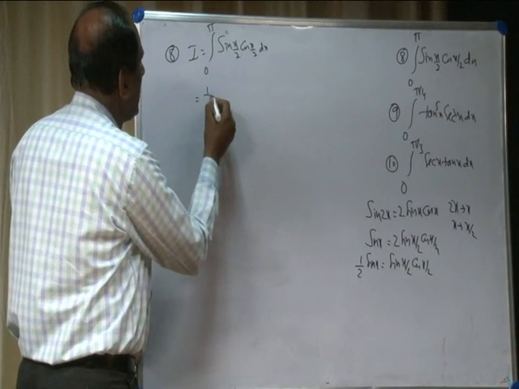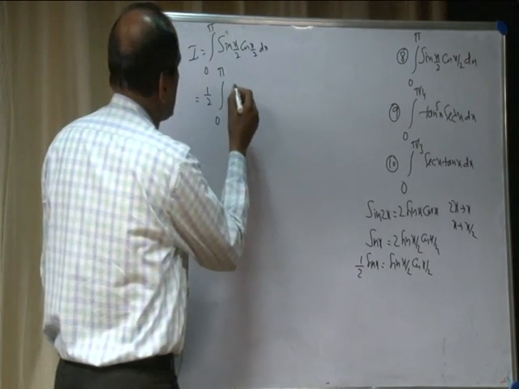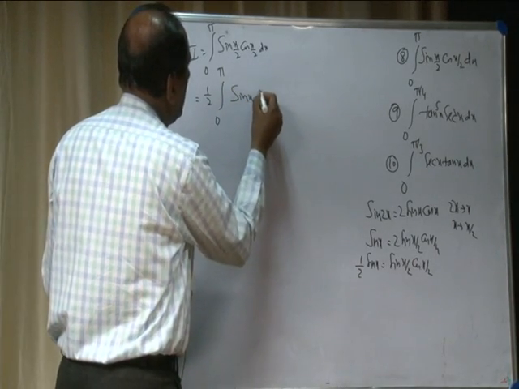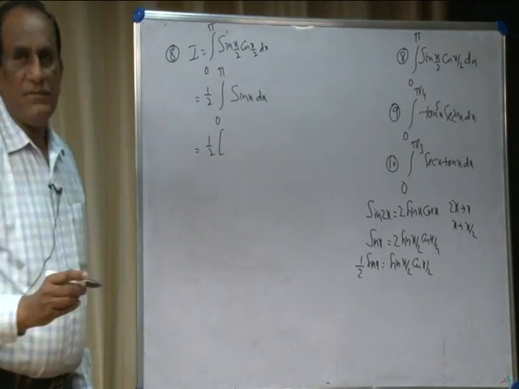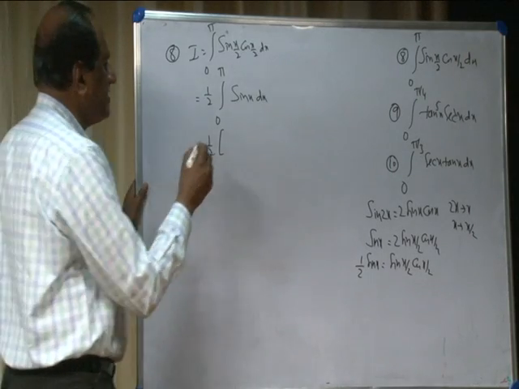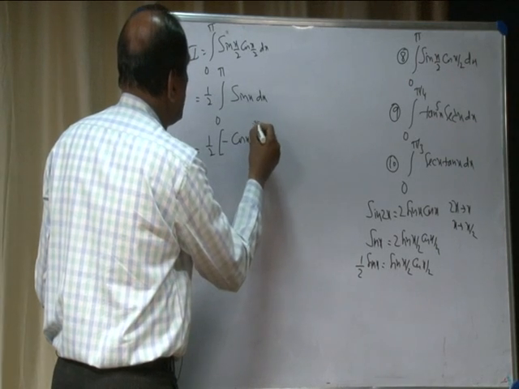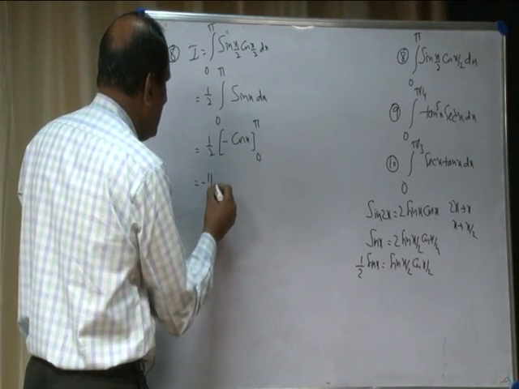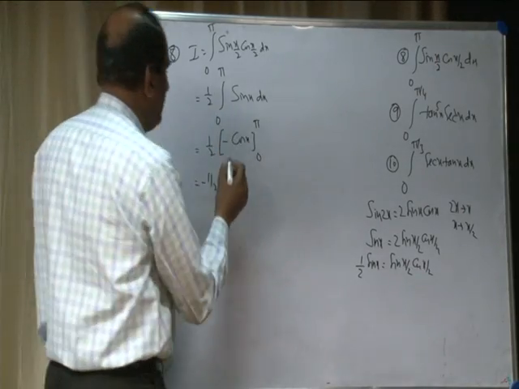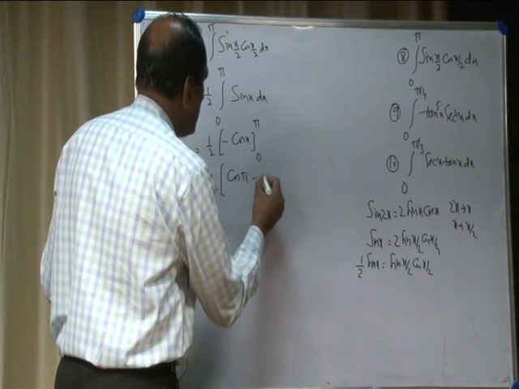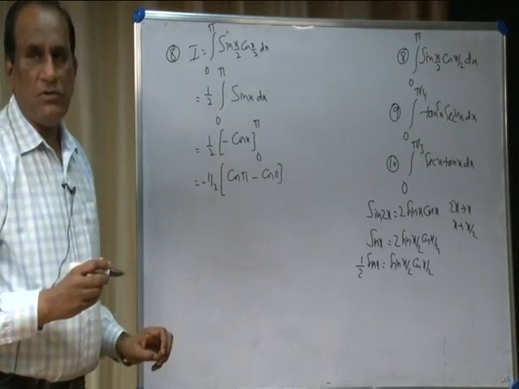Half is a constant, take it outside: half, integral from 0 to pi of sin x dx. Now, half into what is the integral of sin x with respect to x, that is minus cos x between 0 to pi, or we can take minus half as common factor. So, apply only for the variable, that is cos pi upper limit minus cos 0 lower limit.